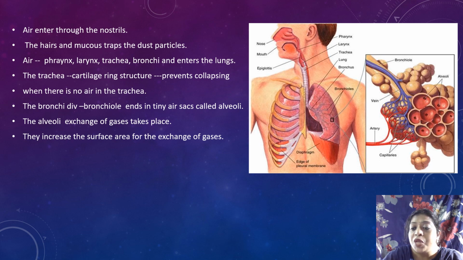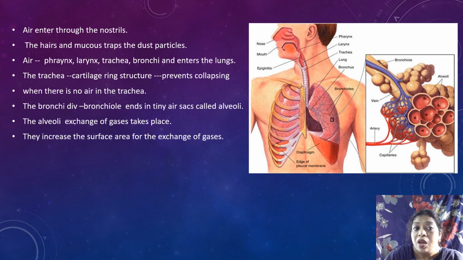Now this trachea consists of a lot of cartilaginous substances, bone-like structures in the form of rings. You can see it in the figure itself, the trachea has many ring-like structures. So what does this prevent? The collapsing.